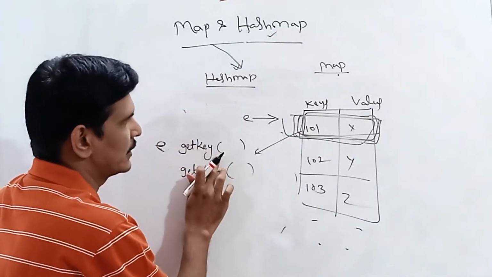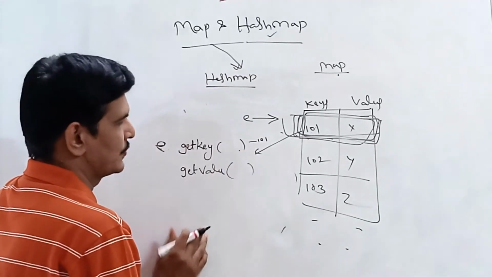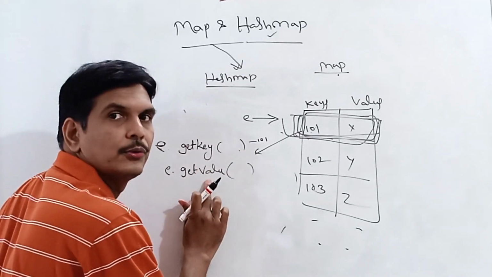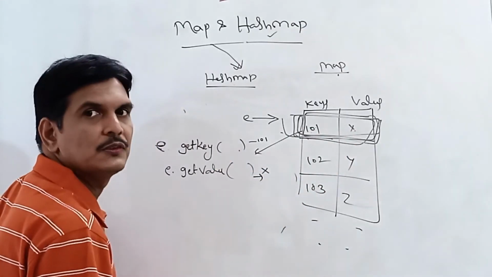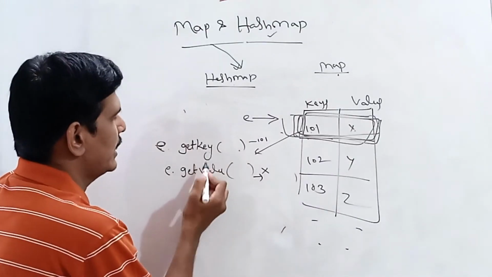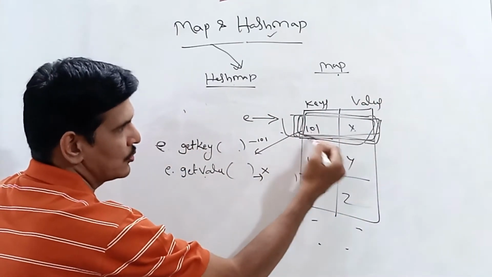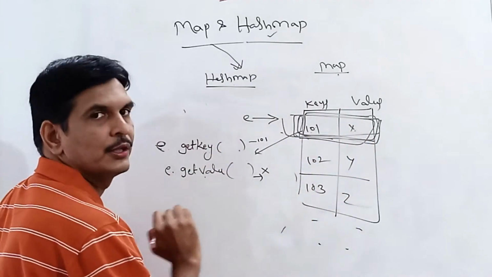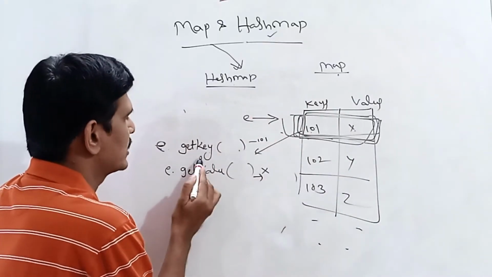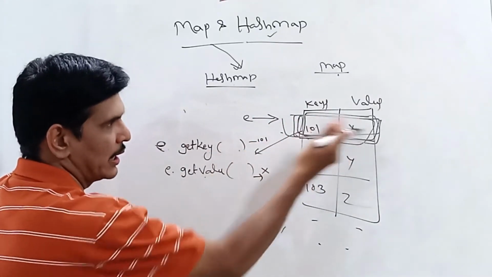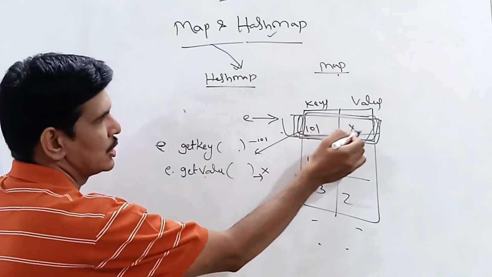So e.getKey, when I use this, will return the key, that is 101. And e.getValue will return the value of that particular key, which is x. So these two methods, getKey and getValue, we can use with entry. We first have to extract the entry, which contains a single key and value, and then we can use getKey and getValue to get the key and the value separately.